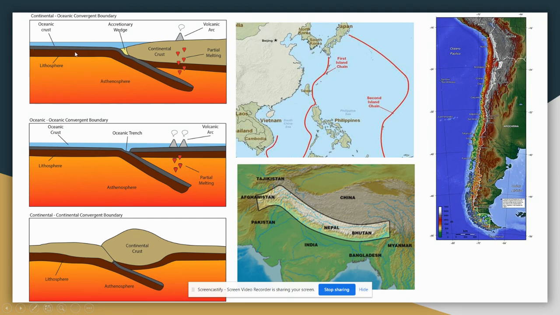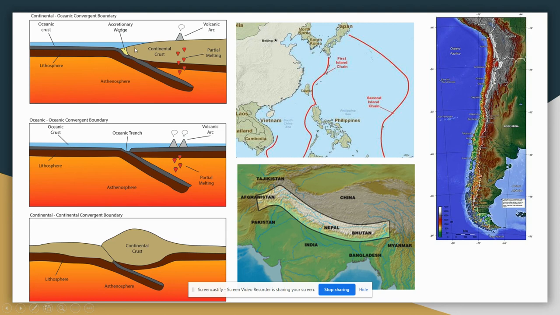Well, because you've got a heavier, thinner crust running into a lighter, thicker crust, that heavier crust is going to get pushed underneath, and as it gets pushed underneath, it starts to melt, and it releases volatile chemicals and liquid magma that flow up through the continental crust and form volcanoes.